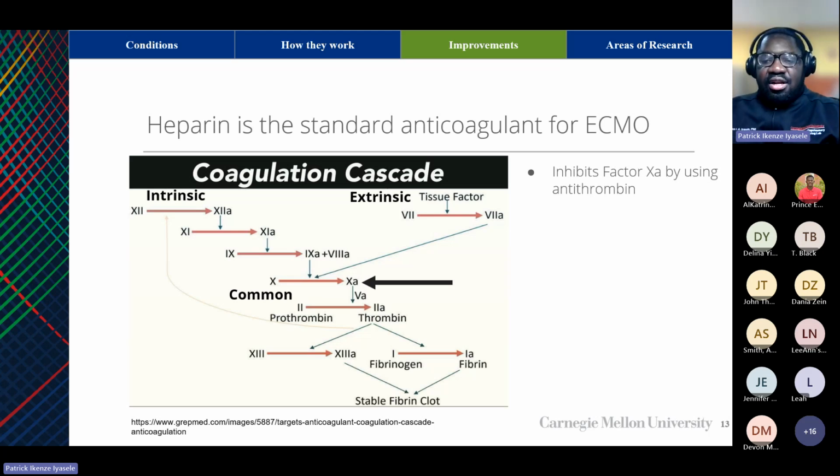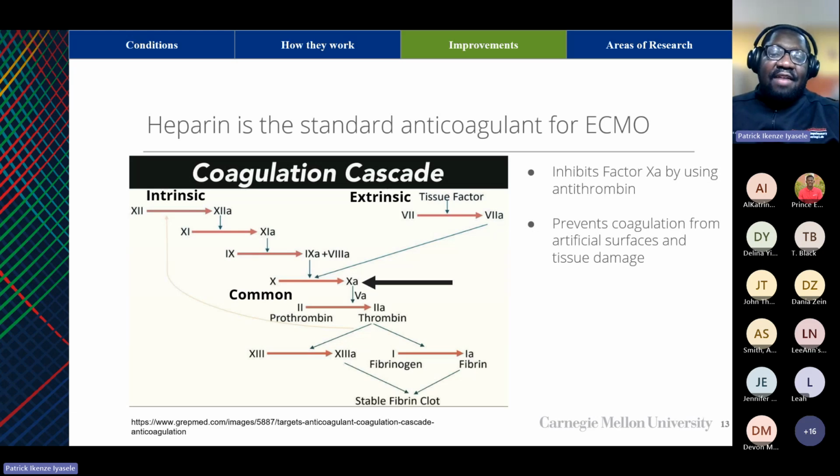If we remember this chart of the coagulation cascade, heparin prevents the clot formation during the common pathway. This means that it prevents clot formation from both artificial surface areas, which we want, but also from tissue damage. So we want to prevent coagulation in the ECMO circuit due to artificial surfaces, but heparin also prevents blood clots in response to a cut or an injury.